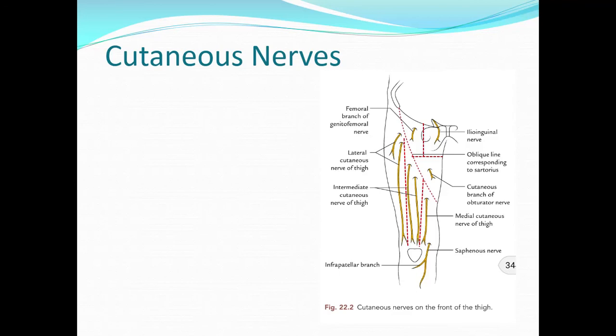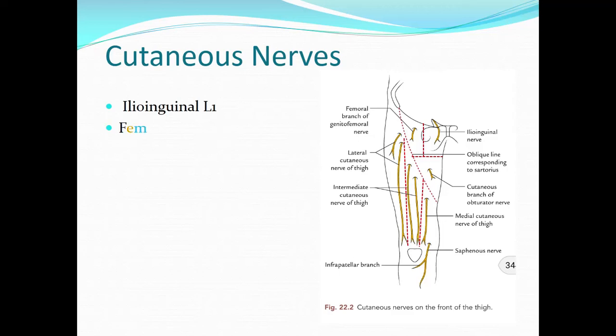So these nerves supply the anterior aspect of thigh. The areas supplied by these nerves are divided or separated by these red dotted lines. First is ilioinguinal nerve. The ilioinguinal nerve is present on the medial most part of the upper part of thigh and it supplies the inguinal region.